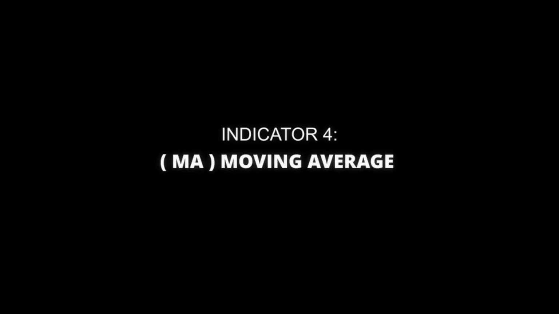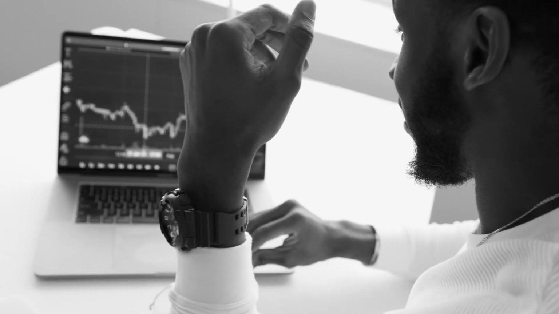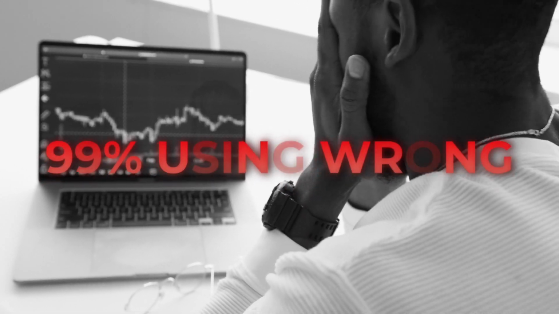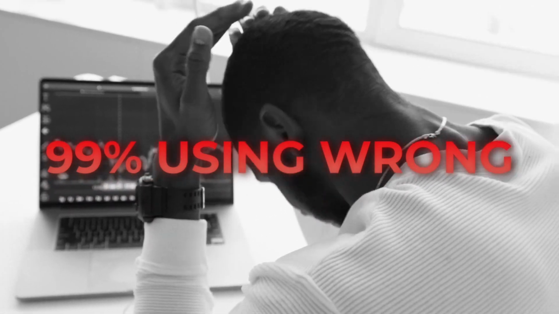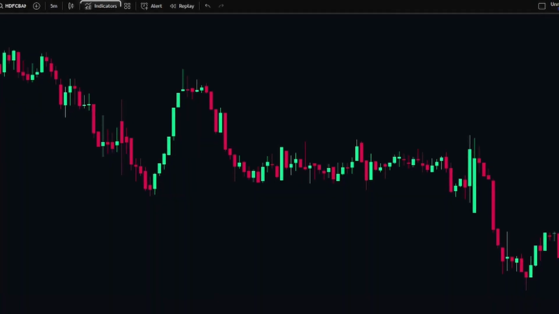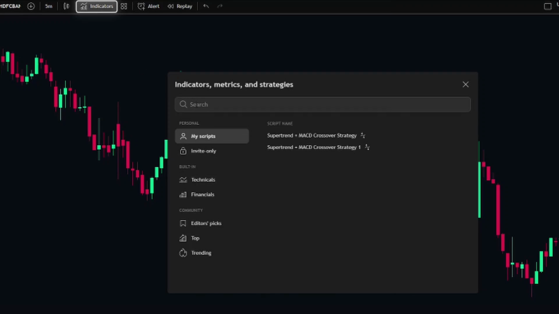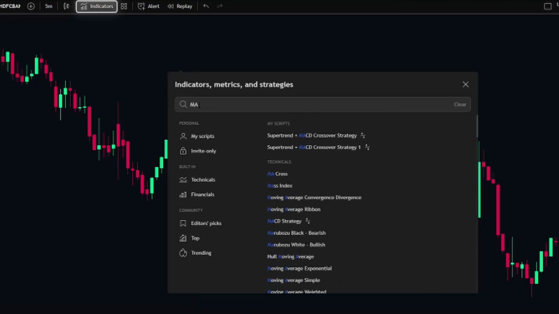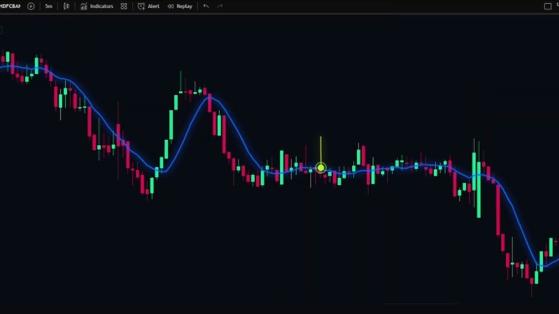So, let's look at the next indicator, called the moving average. Many traders use this indicator, but 99% of them use it incorrectly. Well, let's see how to use it correctly. So, simply go to the indicator section on the chart. Search for MA. There you will find the moving average. Simply click on it. This moving average helps us identify 2 things. The first is the trend, and the second is the support and resistance zone, based on which we can take trades. How? Look at this.